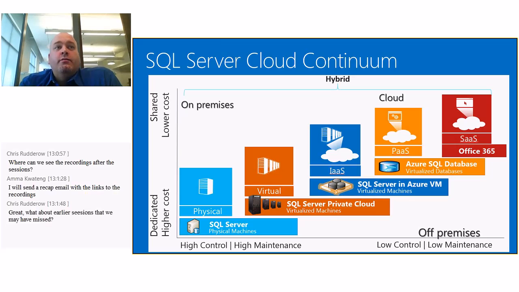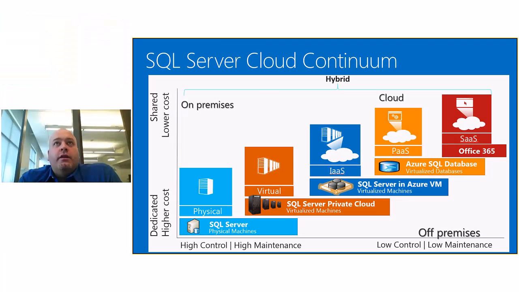So as we move more to the right, the control goes down, and as we move more to the right as well and up, the shared cost goes down as well. The focus of the conversation today will be infrastructure as a service, or SQL Server in Azure Virtual Machines. We also offer a platform as a service, Azure SQL Database, and we'll talk about the differences of why you would want to choose one or the other. And at the very top, where you have very little control, but very little maintenance is involved, you have Office 365 for software as a service.